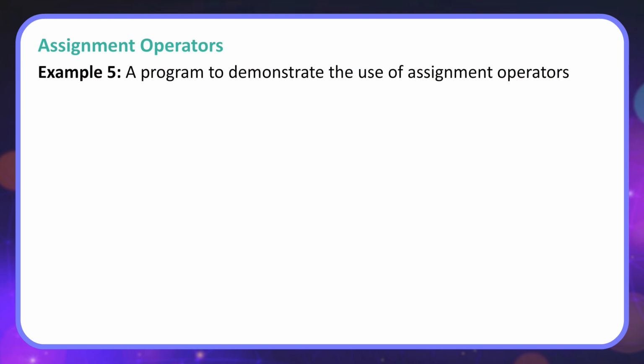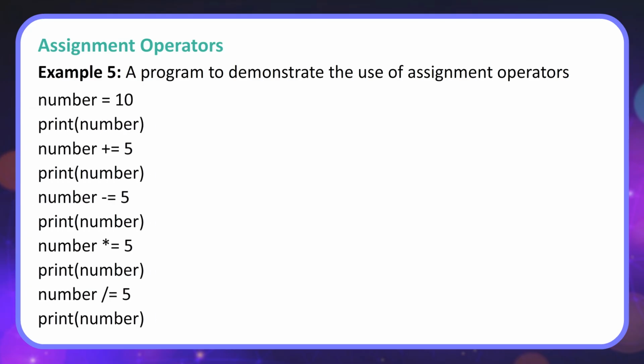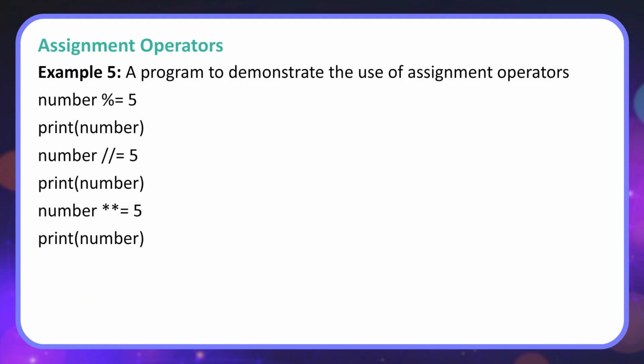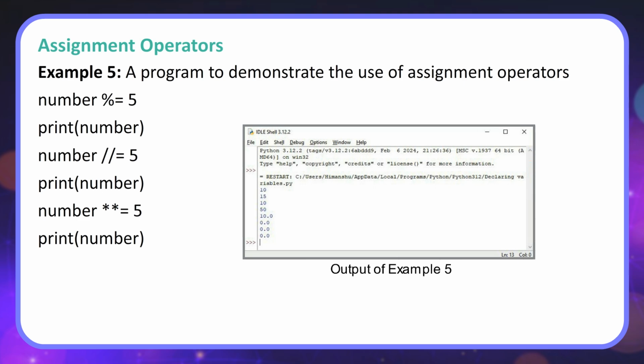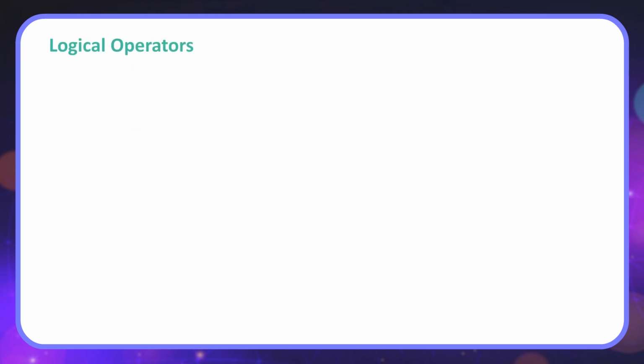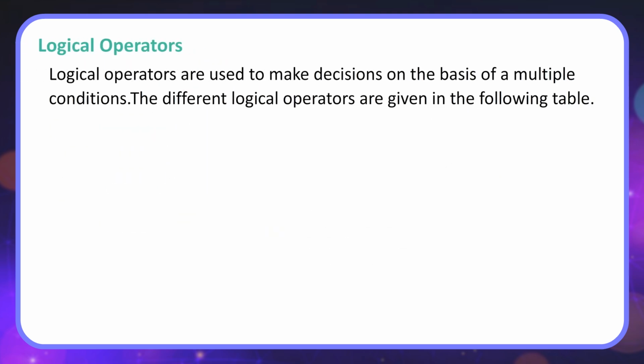Example 5. A program to demonstrate the use of assignment operators. Number equals 10, print number. Number plus equals 5, print number. Then the subtract, multiply, divide, modulus, floor division and exponent assignment operators are each applied with 5, printing the number after each. Output of example 5.